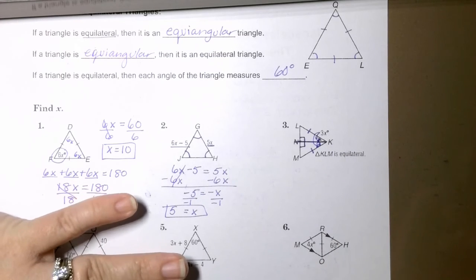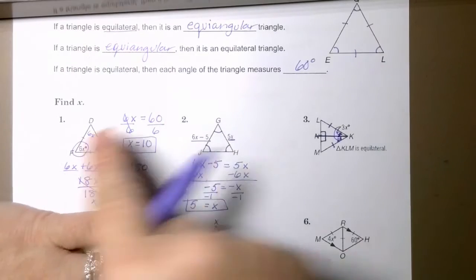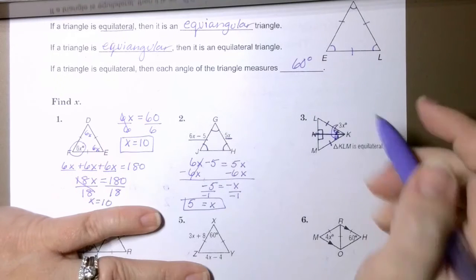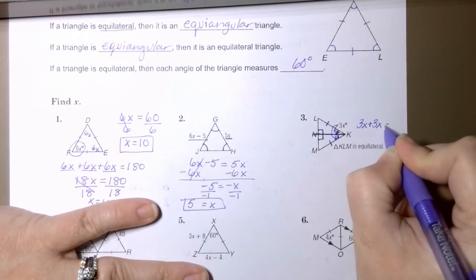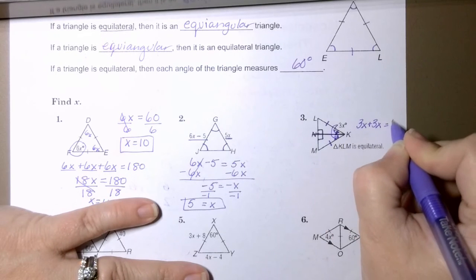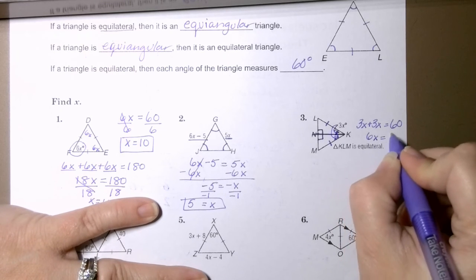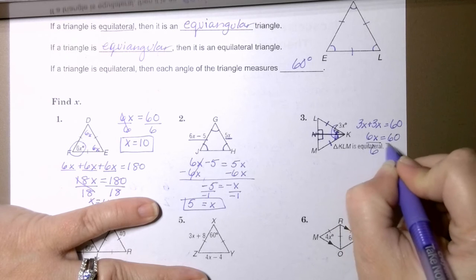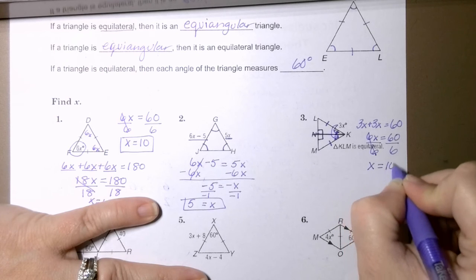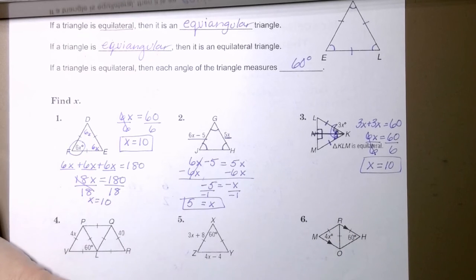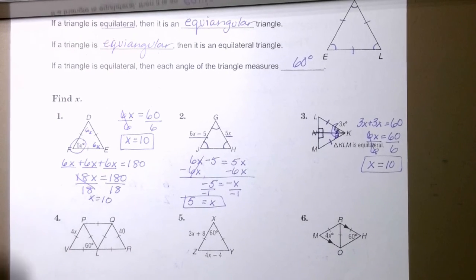And what do we know about the angles of the equilateral triangle? They're each 60 degrees, right? Just like we did over here, they're each 60. So if 3x and 3x together equals one of the angles of the equilateral triangle, I can say 3x plus 3x equals 60. That gives me 6x equals 60. And x equals 10. Okay? That one's not my favorite just because we haven't talked about that, but that's okay.